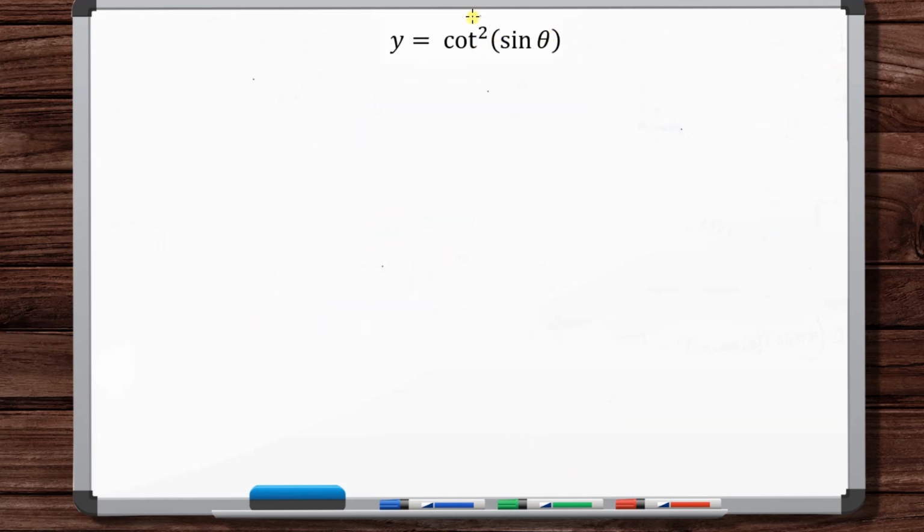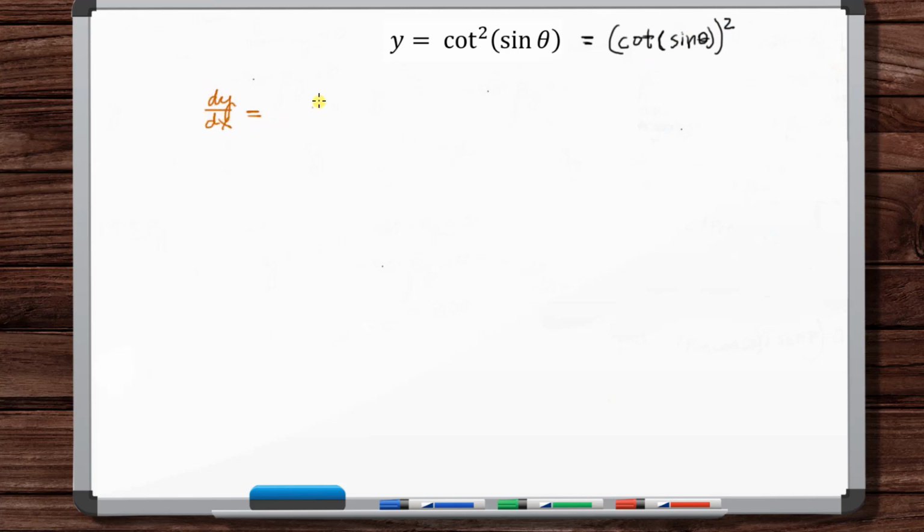Okay, so the biggest picture we have is the cotangent. For the chain rule, it would be helpful to rewrite this. So this is really equal to the cotangent of sine of theta, squared, right? That's what this means. So we start off by saying we've got something squared.